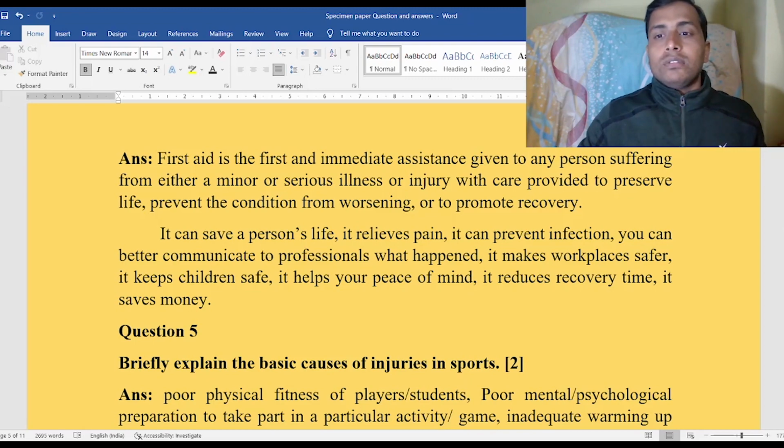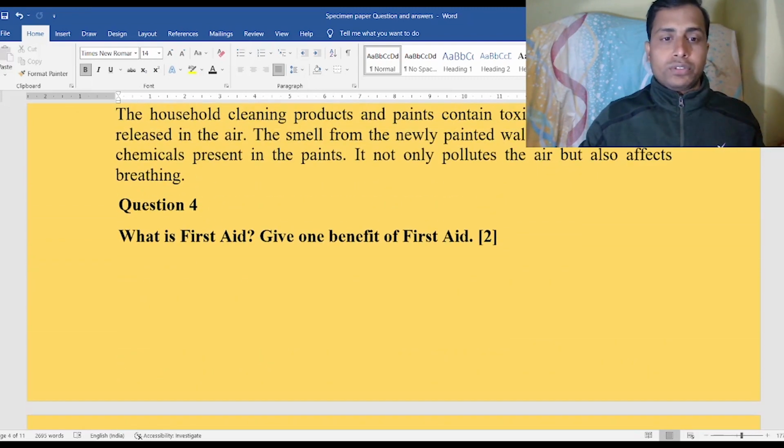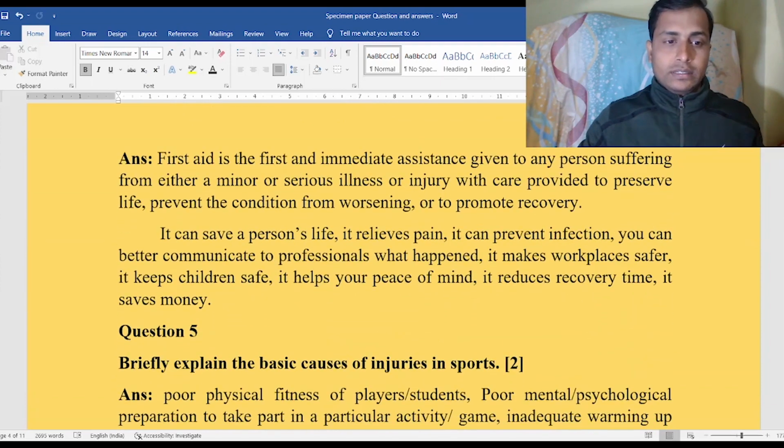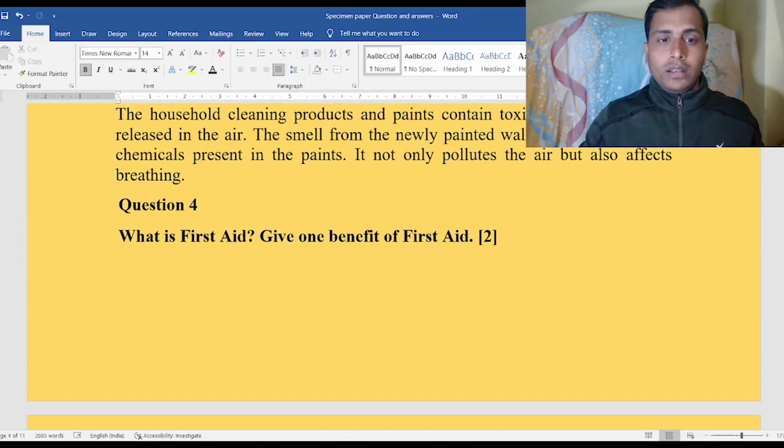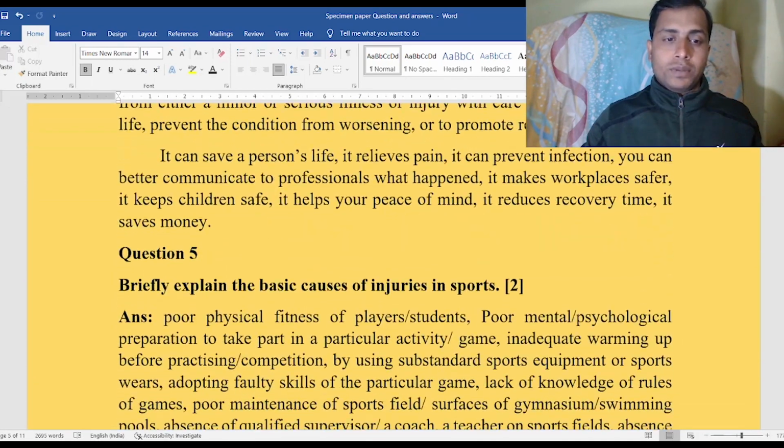Okay. And one more question is added with this first question, give one benefit of first aid. It can save a person's life, it relieves pain, it can prevent infection, you can better communicate to professionals what happened, it makes workplaces safer, it keeps children safe, it helps your peace of mind, it reduces recovery time, it saves money. Out of all these points, you can mention any one as per the question.